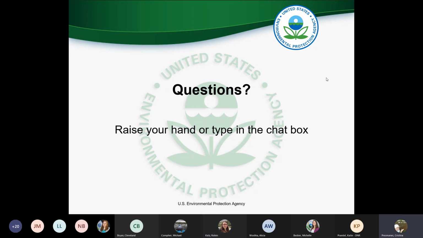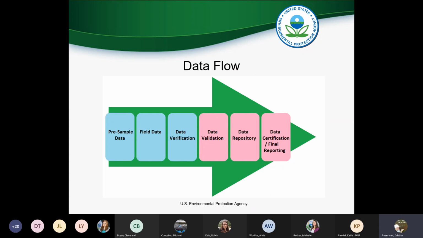Okay, so next, let's take a moment to talk about data flow. All data collected, whether regulatory or non-regulatory, will have a very similar flow to this. Pre-sample data is any data you need before you start sampling. Field data is your concentration data, as well as any field forms or logbooks created. Verification is a process of checking if your data is correct, and validation is looking at the bigger picture of that data. Did it meet your MQOs that you've set out?